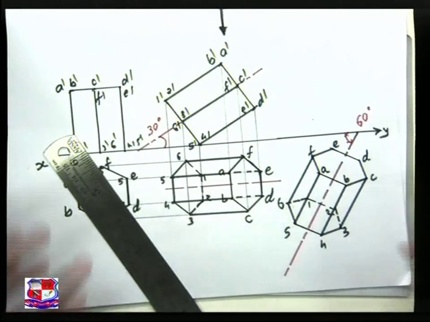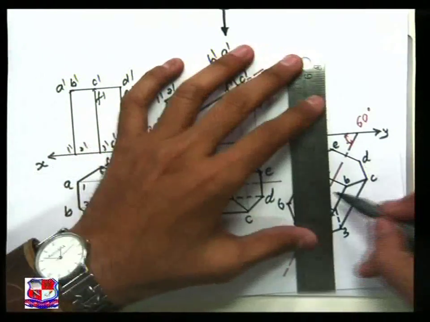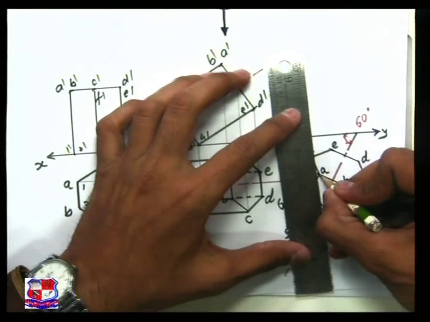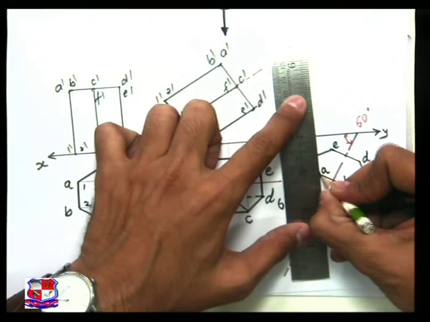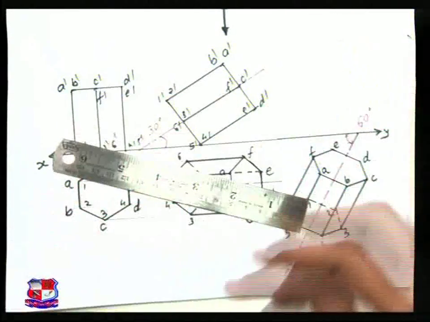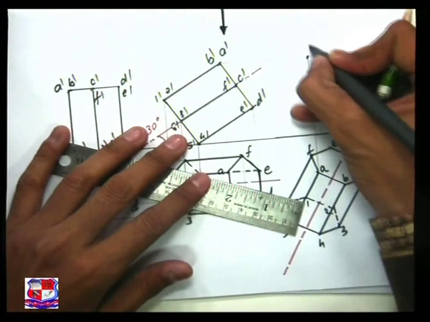Now to draw this front view, let me take projections from all these points. Vertical line from point A, horizontal line from point A dash like this. Both will meet at this point. So here is point A.